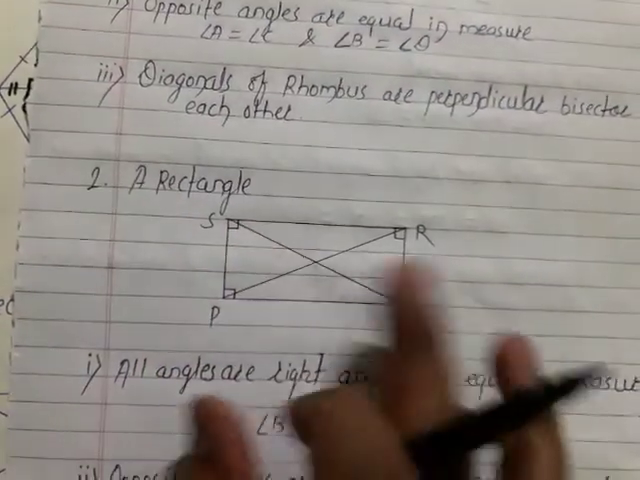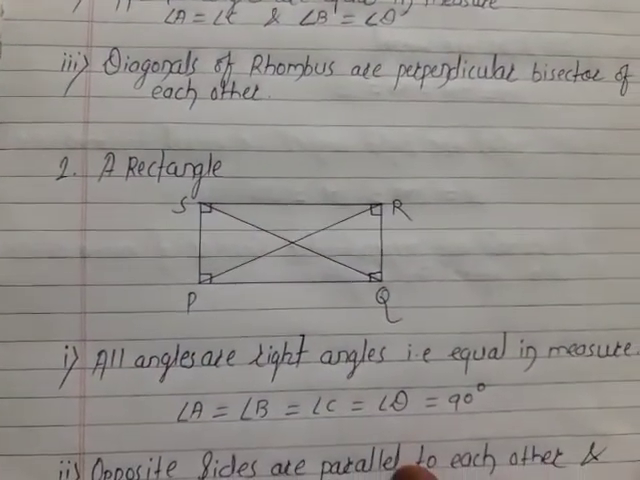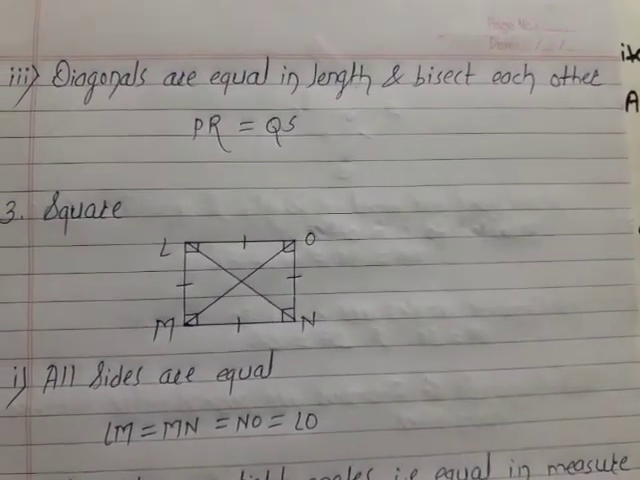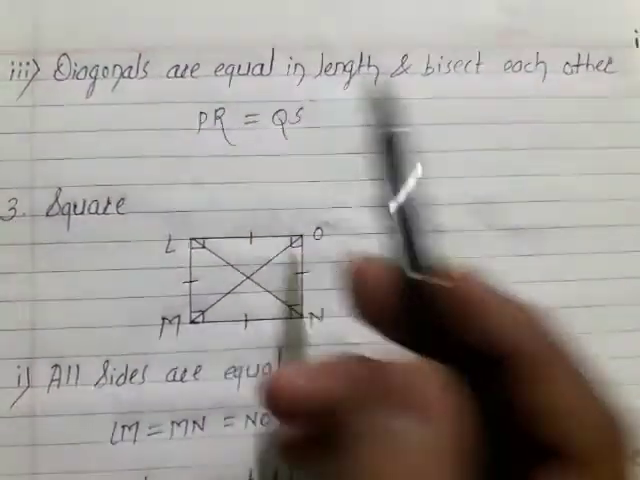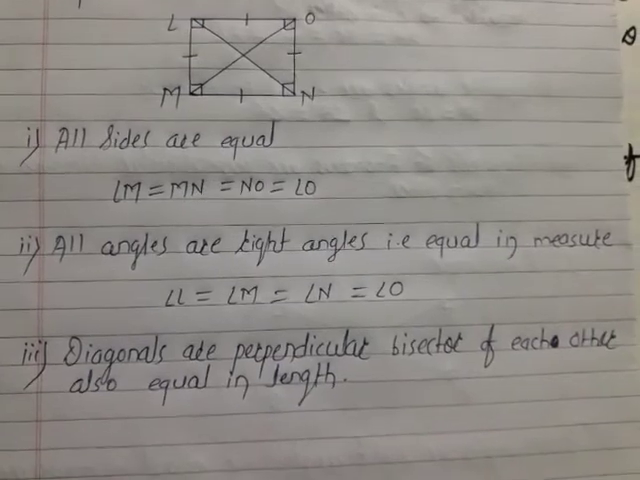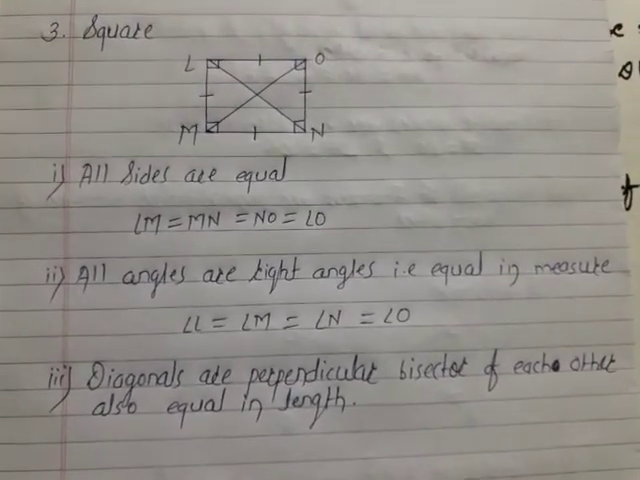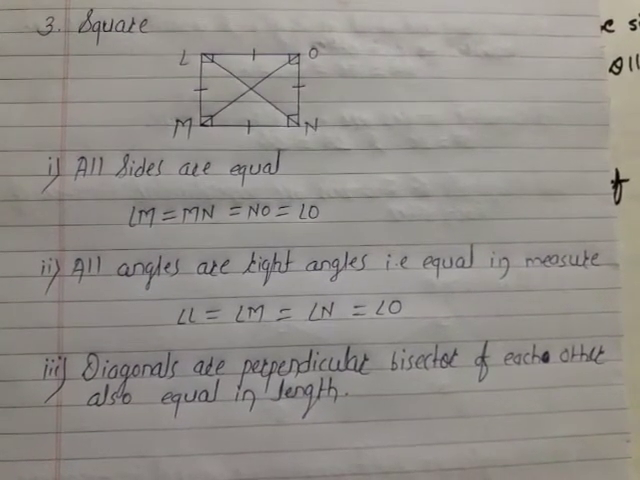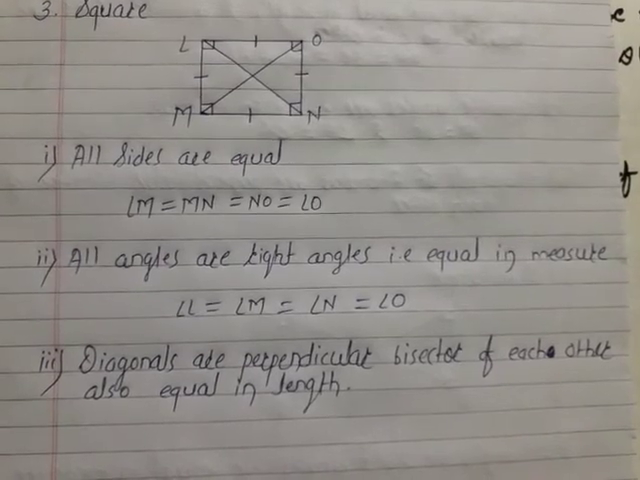And regarding the diagonals, I told you diagonals are equal in length and the very important thing is that they bisect each other. Here the third property is written: diagonals are equal in length and bisect each other. The next one, square. Square, all angles are equal, you know that very well because all are 90 degrees.